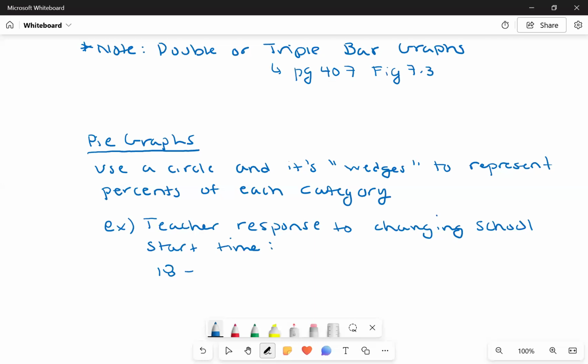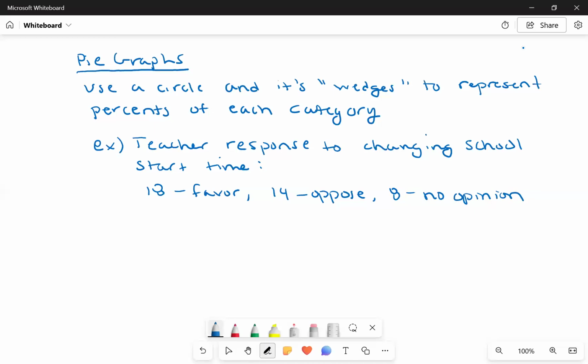18 were in favor. 14 opposed. And then 8 had no opinion. All right. Then I want to do a pie graph. Okay, now first and foremost, pie graphs are kind of difficult by hand, okay? But they're a really good practice when you are doing geometry, kind of learning about circles. It's kind of a good practice for that.